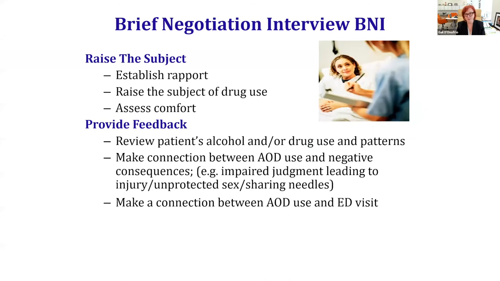So we have this brief negotiation interview, or the BNI, that we use for everything, whether people are taking their insulin as prescribed, whether they want to go to their next visit, whether they're taking their hypertensive meds, whatever. And it's really four components. The first is just raising the subject and making sure you understand that when they come in they are very uncomfortable and you are here to help them.